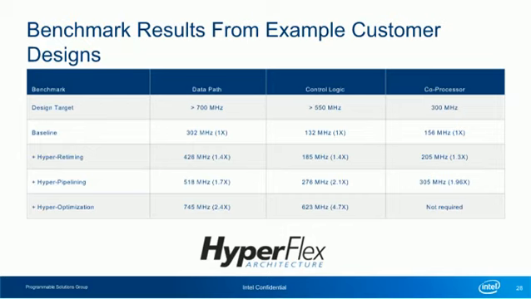You can also see from the table that 2 of the 3 designs use the full 3-step process all the way through hyper-optimization to achieve the design target and obtain 2x or more performance increase. However, you can see that the coprocessor design reached the target performance after only hyper-retiming and hyper-pipelining. In this case, the hyper-optimization step was not required. Furthermore, in the case of the control logic design, hyper-optimization was able to help this design reach a nearly 5x performance increase from the baseline to reach the design target of over 550 MHz.